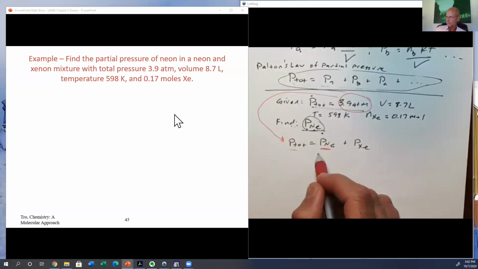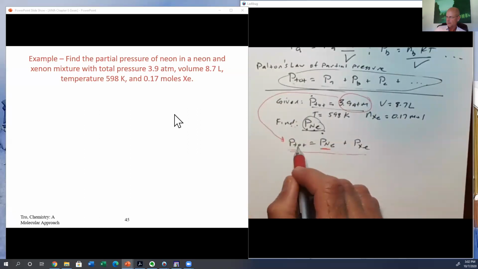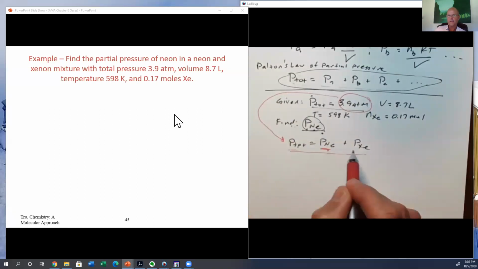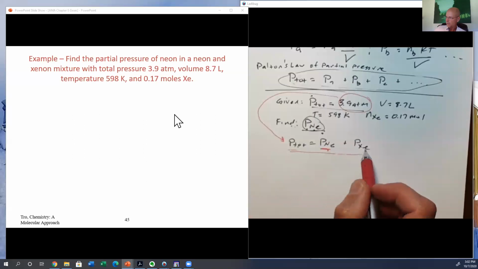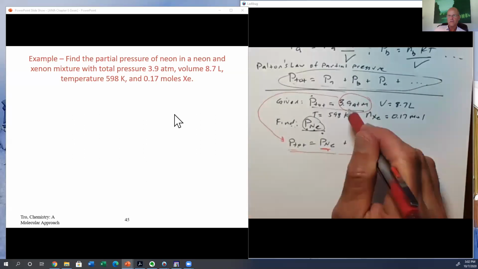From this equation, you already have this. You're trying to find out what else do you need? Xenon's partial pressure. Perfect. So is there a way you can get the partial pressure of xenon from the given information?